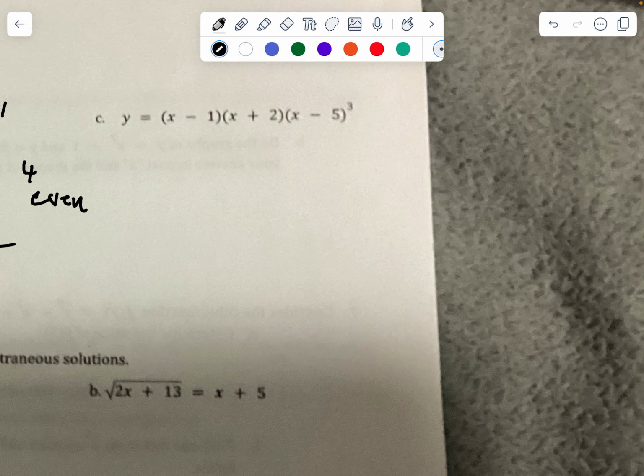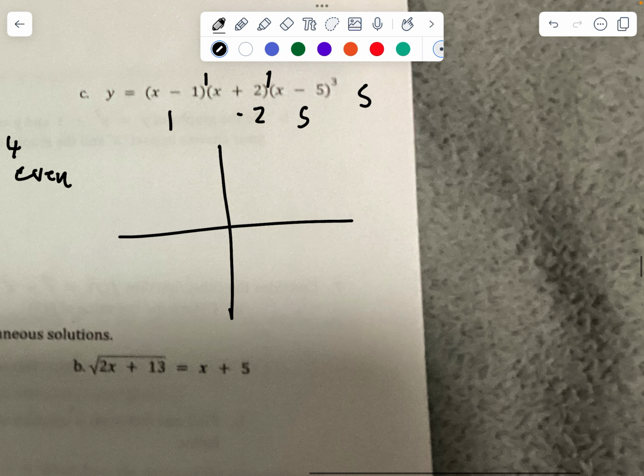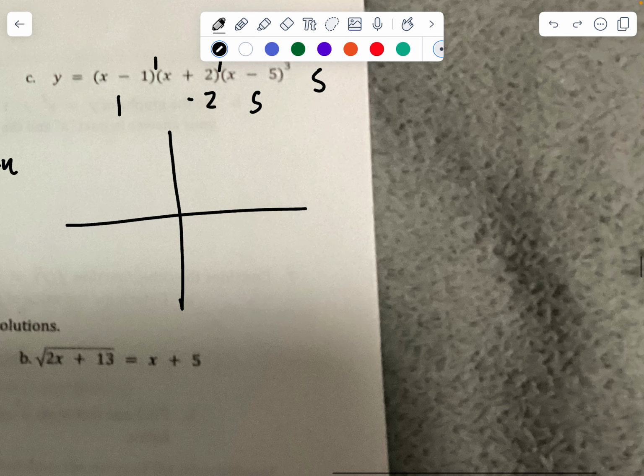Alright, next one. We got at 1, -2, and 5. And then our degree is 1 plus 2 plus 3, which is 5. This one's gonna go boom, boom, boom, boom. It's gonna start positive and go negative. So we'll put these points down roughly.